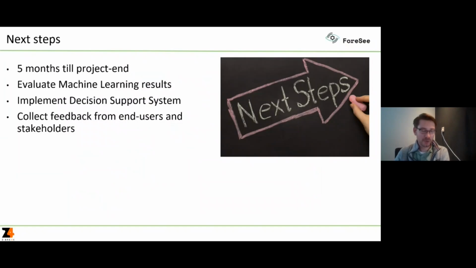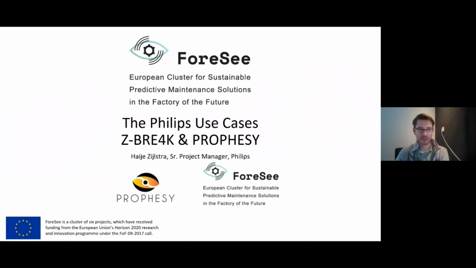For now, the Z-BRE project, we still have 5 months till project end. We are evaluating machine learning results. We are about to implement the decision support systems. And we are collecting feedback from the end users on the shop floor and the maintenance guys and the different stakeholders. I think Haije, it's up to you now.